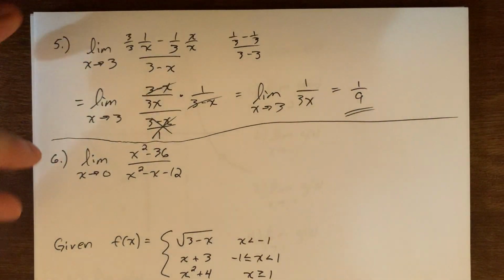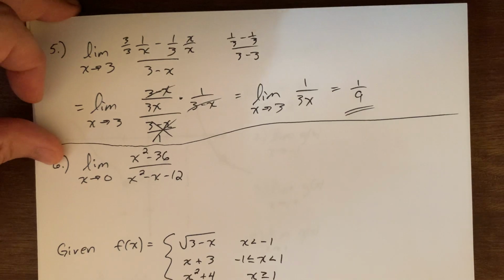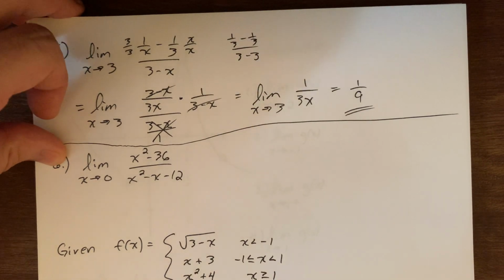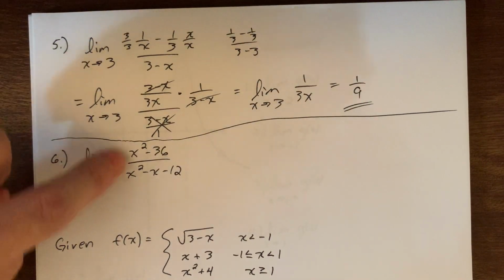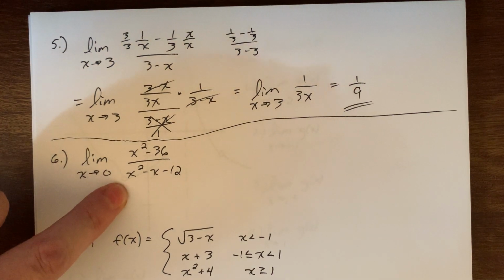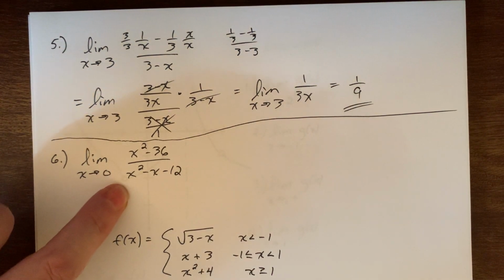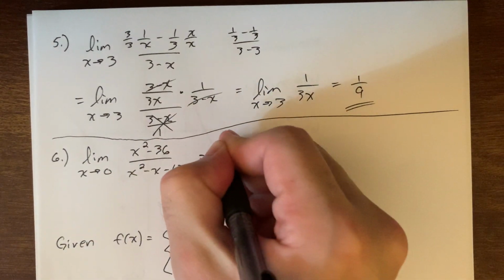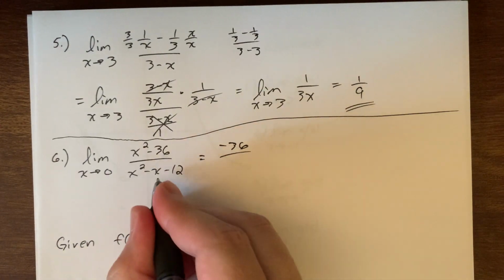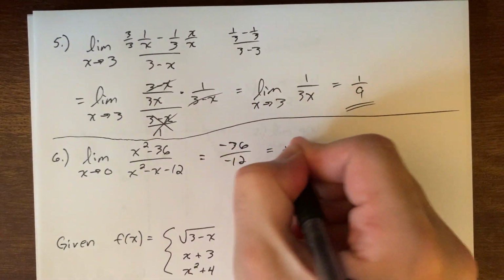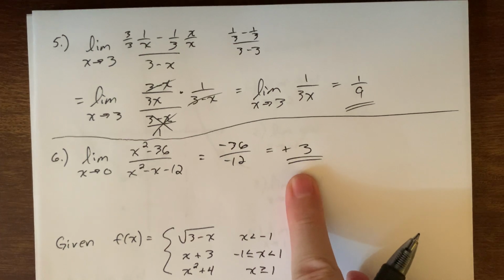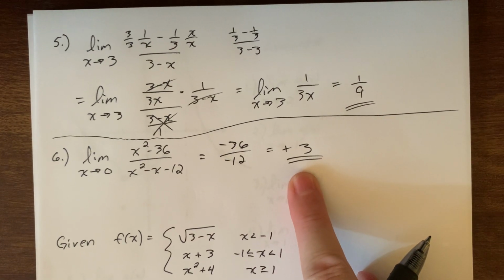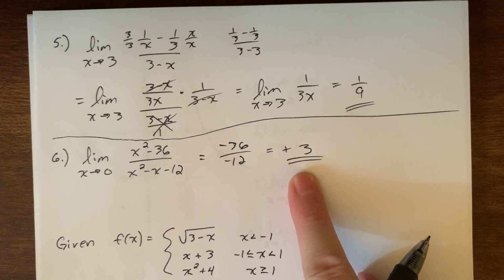So now, number 6. Did you fall for it? Did you already start factoring these? You don't have to in this one, because our first step is not manipulate, our first step is plug in. And when you plug in x is 0 here, you get 0 minus 36 over 0 minus 0 minus 12, and that equals positive 3. You're done.